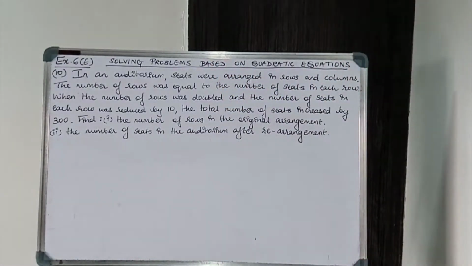In an auditorium, seats were arranged in rows and columns. The number of rows was equal to the number of seats in each row. When the number of rows was doubled and the number of seats in each row was reduced by 10, the total number of seats increased by 300. Find, first part, the number of rows in the original arrangement. Second part, the number of seats in the auditorium after rearrangement.